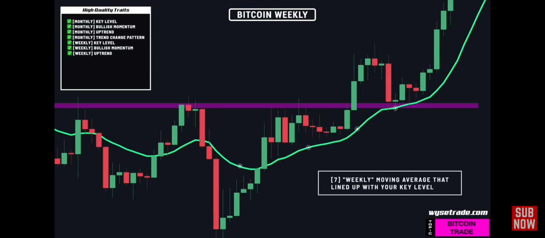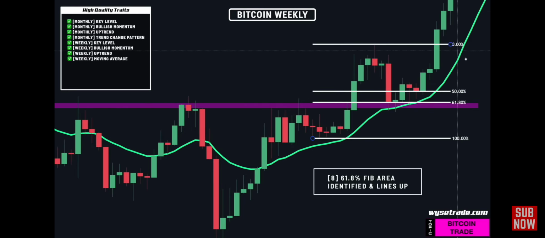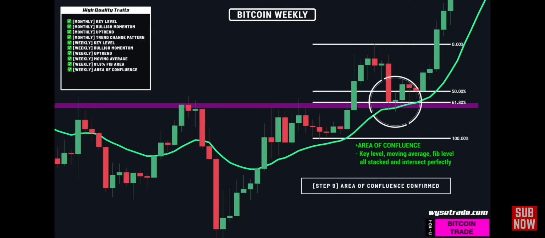We then had the moving average that crossed perfectly with the key level and is where the trade opportunity long presented itself. Next, with the fib tool, click at the swing low, drag it to the swing high. And notice how the 61.8% fib area also lines up with our trade opportunity. This then gave you your area of confluence.